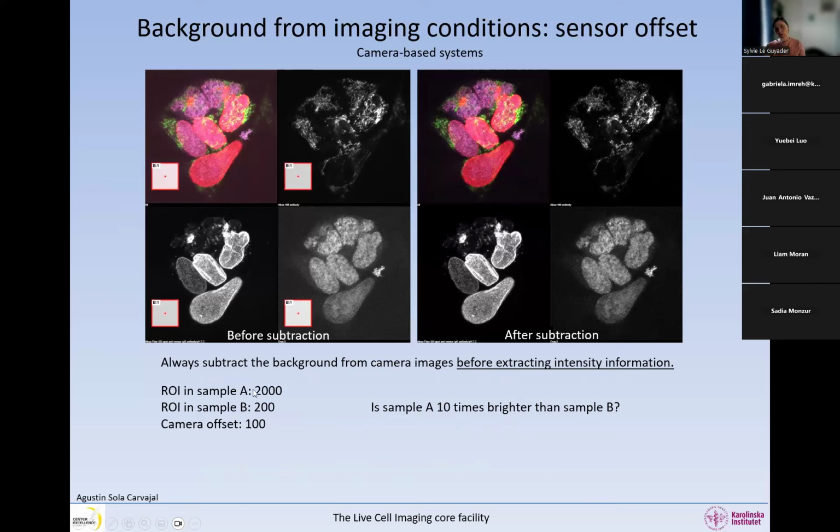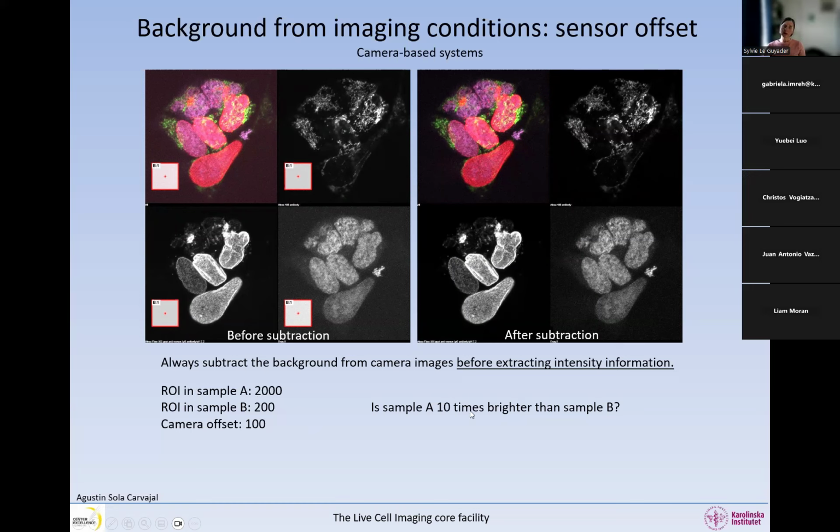You always need to subtract the background from camera-based images before extracting intensity information from this image. This is especially true if your sample is dim. So let's have a little look. If we have a sample and an area in the sample called A, and the intensity is 2000 there, and then we have another area that we're interested in and the intensity is 200. And we know that the camera offset is 100.